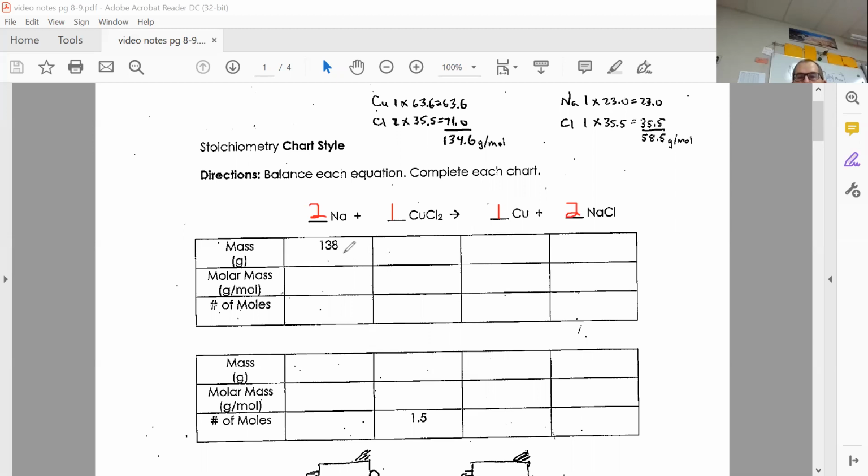Is that a gram ratio? No. Otherwise, I could just say 138, 1 is half of 2, cut that in half, say 69, 138, and I would be done. But we have to do more work in order to figure out the masses in this reaction.